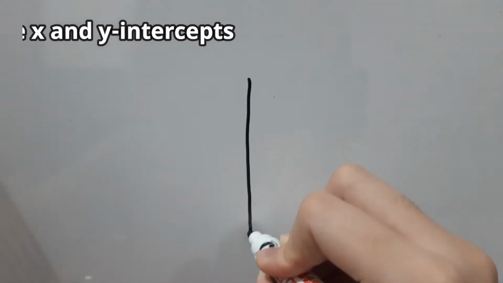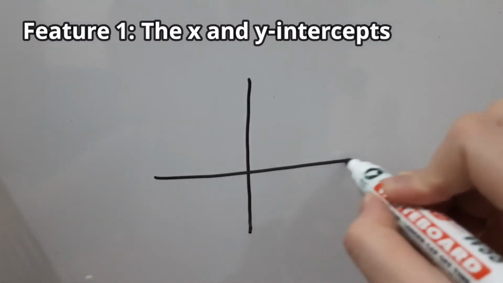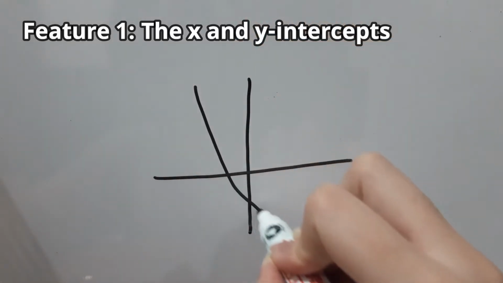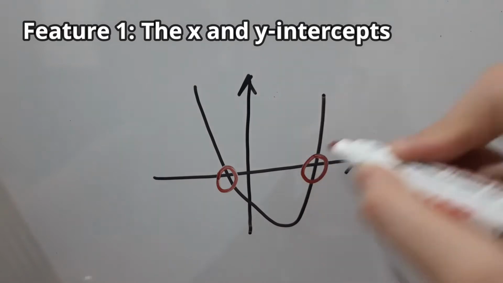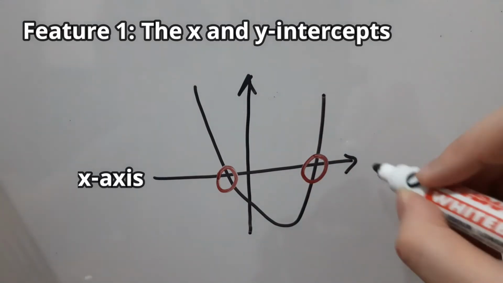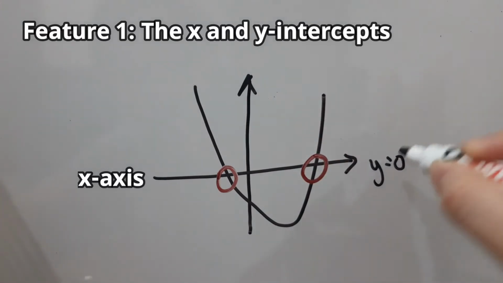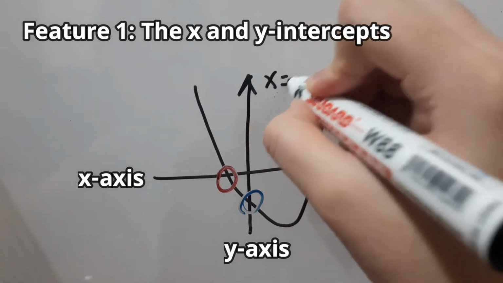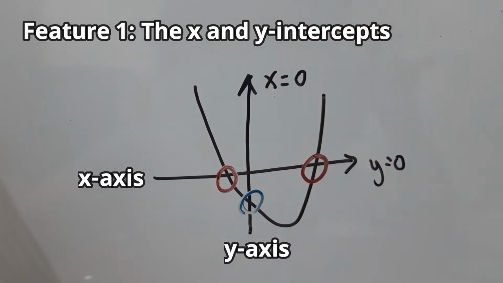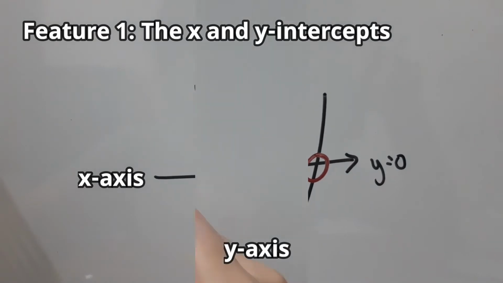Feature 1. The x and y intercepts. X-intercepts indicate coordinates of the function that touch the x-axis or the line y equals 0. The y-coordinate of a function will always be 0 on its x-intercept. The y-intercepts indicate coordinates that touch the y-axis or the line x equals 0. The x-coordinate of a function is always 0 on this vertical line.